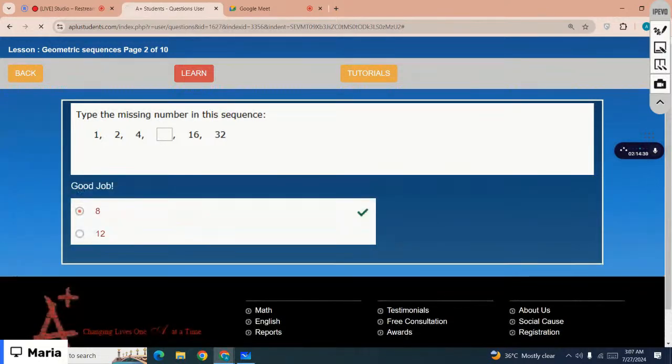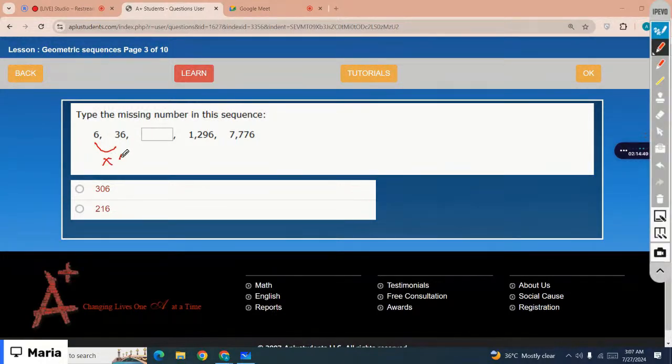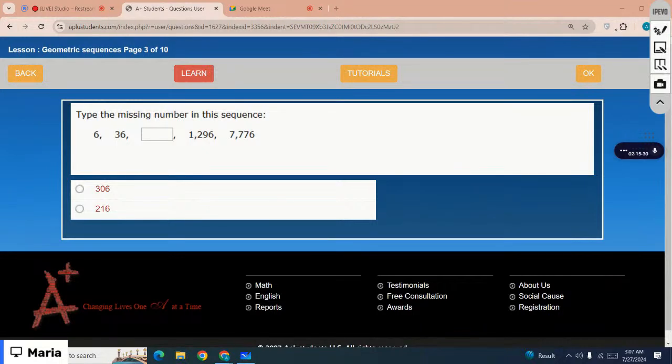The next one is: type the missing number in the sequence. Let's understand the sequence first. 6 times what number is 36? 6 times 6 is 36. So that means the pattern is growing by multiplying by 6. So you have to do 36 times 6, which is 216. So option number 2 is the correct option. You need to find the pattern, like how the pattern is growing. Then you can find the missing number easily. The correct option is 216. Got it, everyone? If you have any question, please ask.